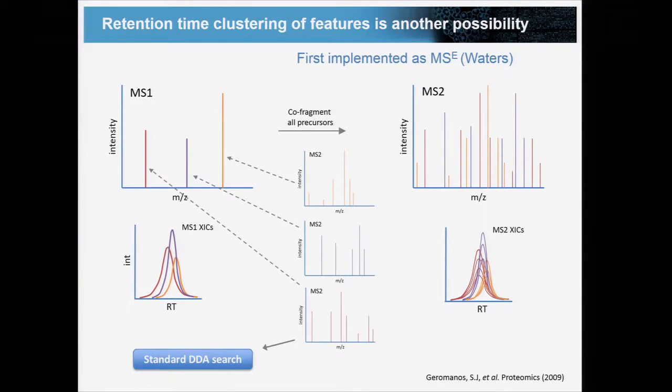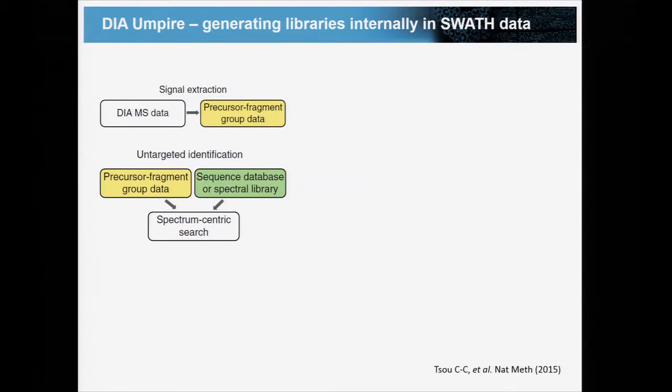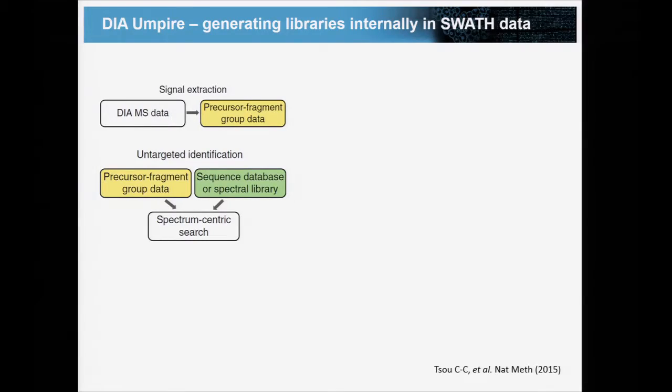They call this a pseudo MS2 spectrum, because you now have a precursor, and what you expect is that this set of fragments belongs to this precursor, and that's all you need to do a standard DDA search in Mascot or something. This was the Waters implementation. Alexei has implemented this idea in this DIA-Umpire software. The workflow here is essentially what I just described, the signal extraction, where you take the DIA data and group together the fragments with each other, but also with the precursor. And then you do a regular DDA search.